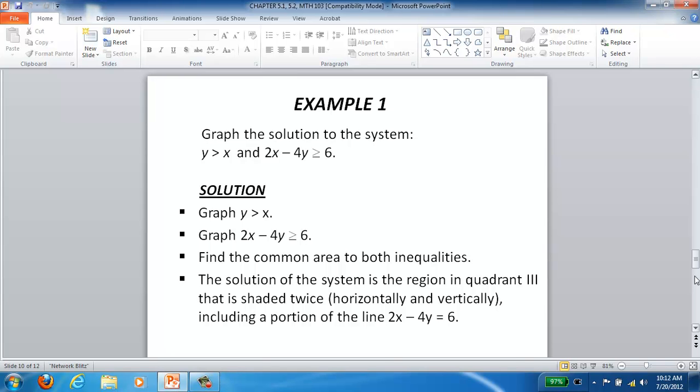Example 1. Graph the solution to the system y greater than x and 2x minus 4y greater than or equal to 6. First graph y greater than x, then graph 2x minus 4y greater than or equal to 6. Choose the common region between the two solutions. The solution of the system is the region in quadrant 3 that is shaded twice, both horizontally and vertically, including a portion of the line 2x minus 4y equals 6, which is a solid line.